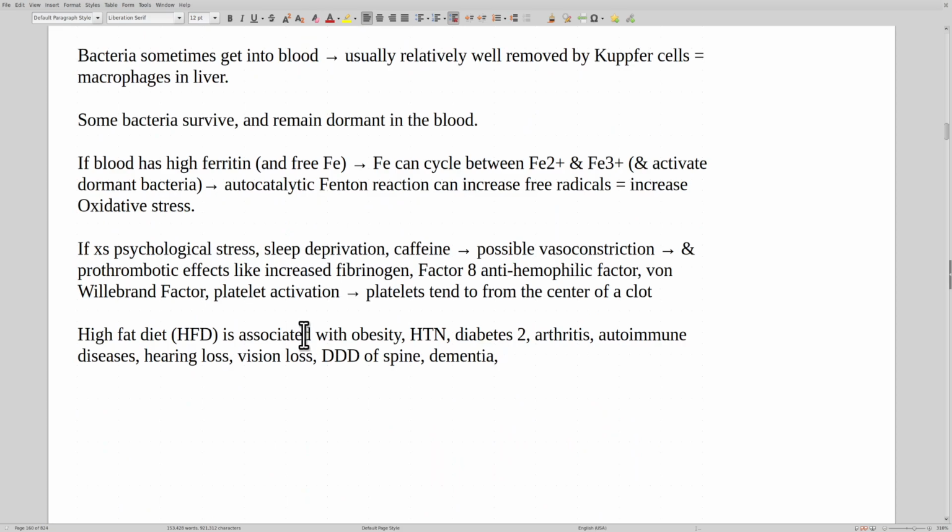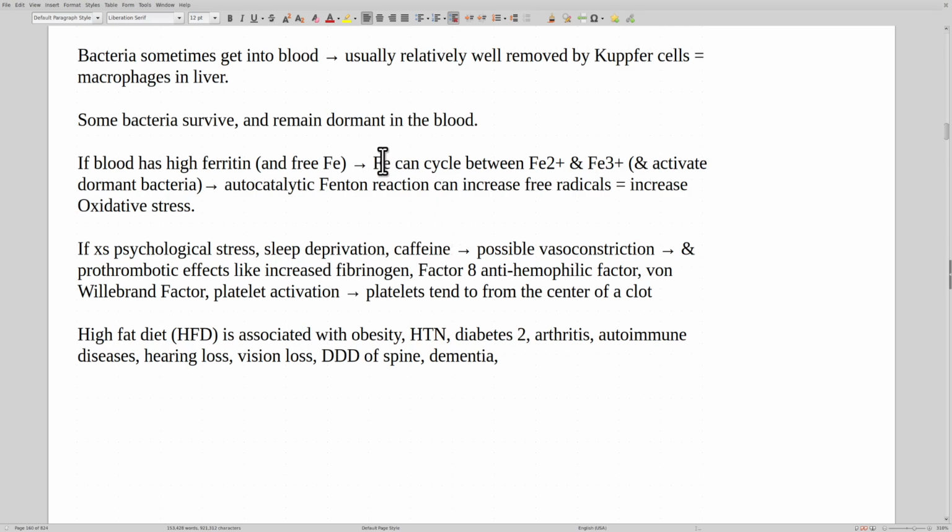Some bacteria are dormant in the blood, and the relevance of dormant bacteria is that they can be reactivated if there's elevated blood iron. If you have elevated blood iron, free iron in the blood, that's bad. Iron's kind of like gas in a stove. It's good when it's in the spot where you need it, but it's not good elsewhere. And it can cycle.